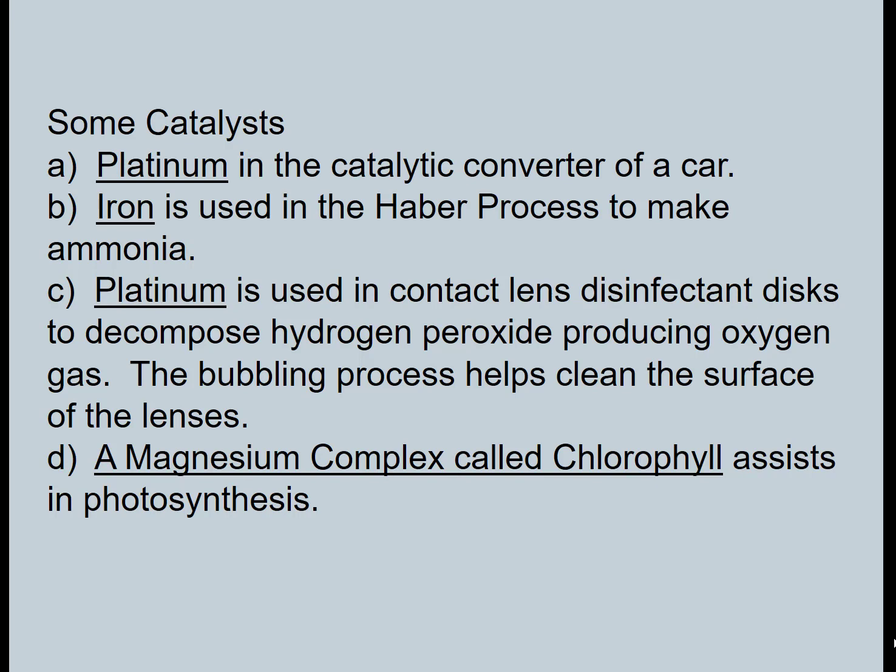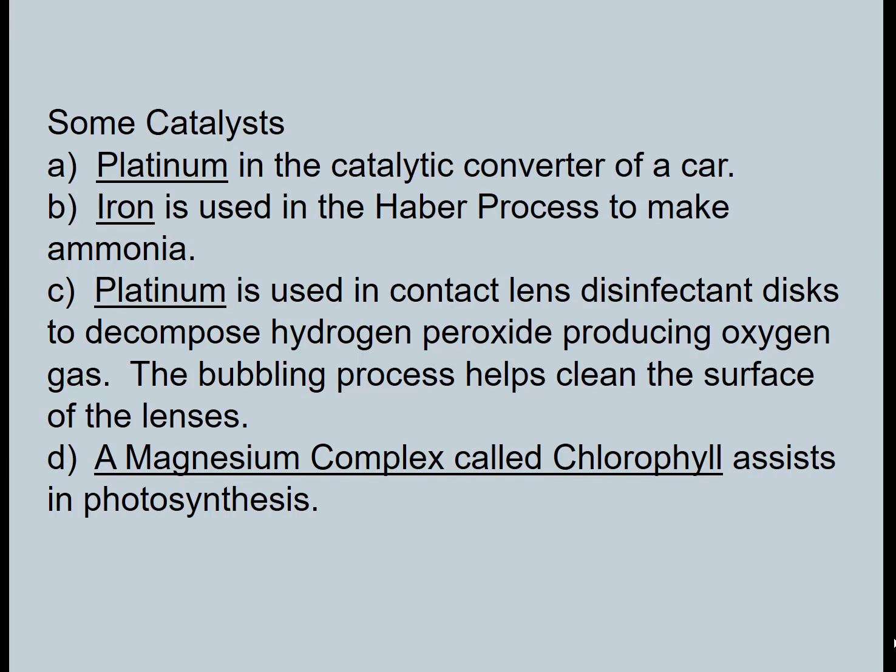Iron is used in the Haber process to convert nitrogen and hydrogen into ammonia, which is used to make artificial fertilizer. Platinum is also used in contact lens disinfectant discs. So if you have contact lenses, and if you ever use a hydrogen peroxide cleaner, there's a catalyst in the container, so that allows fizzing to occur, and that fizzing helps to clean the contacts mechanically.